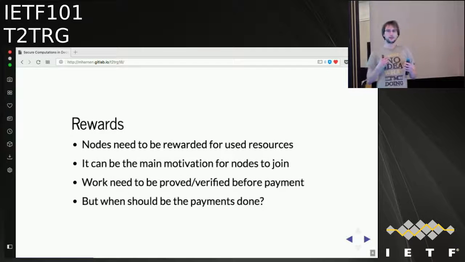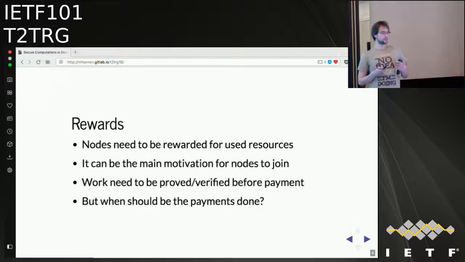Because in many peer-to-peer systems, that was the problem, there were no incentives. So if you consider torrents, everyone wants to get files, but then why would I use my bandwidth to give files to other people? However, before paying, I would like to verify the result. So be sure that I didn't receive just a random string of bytes.